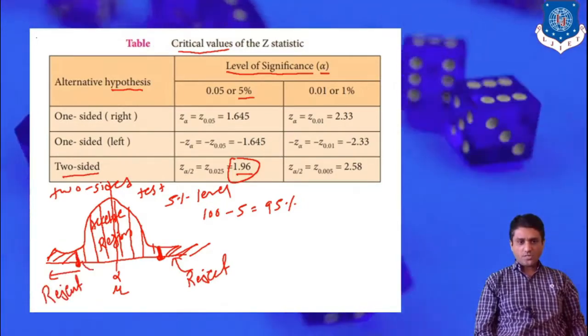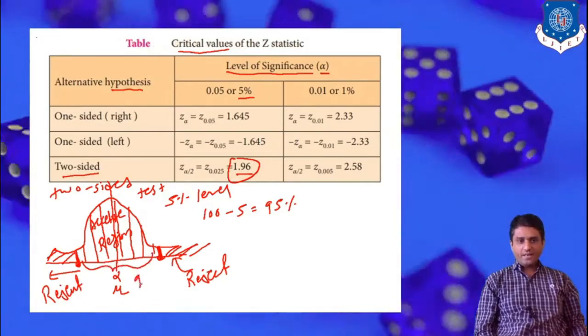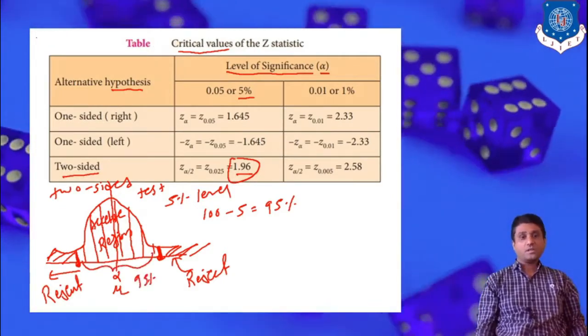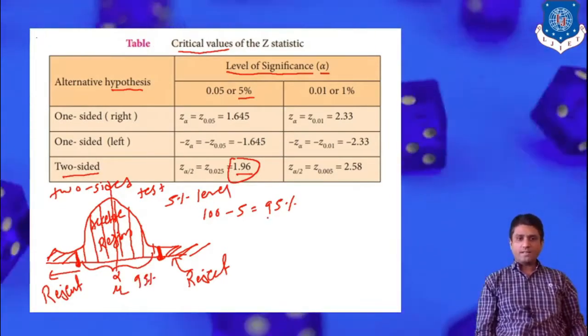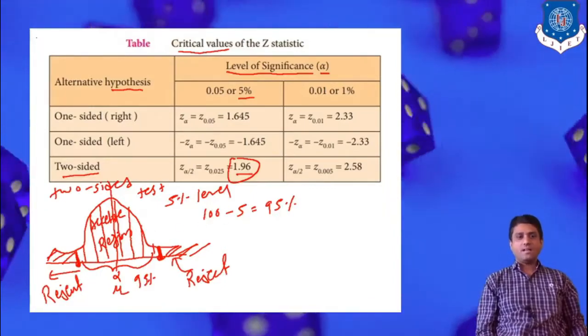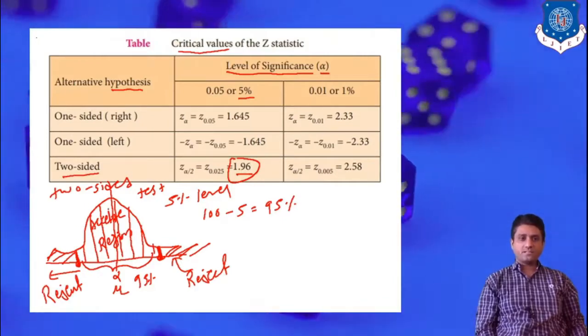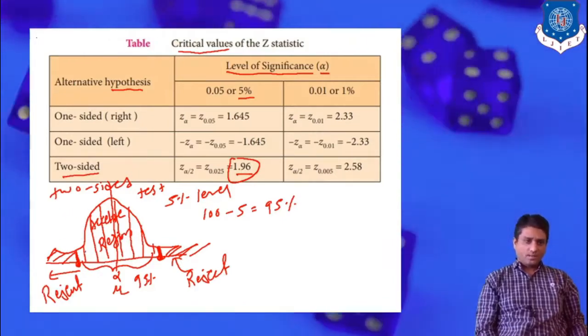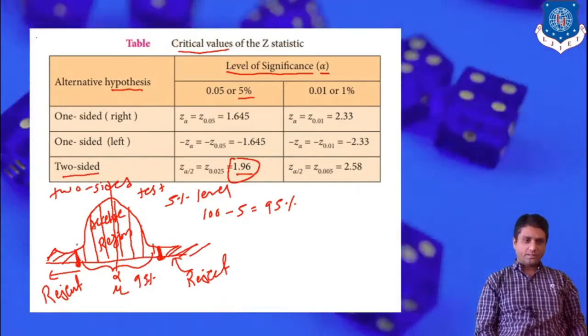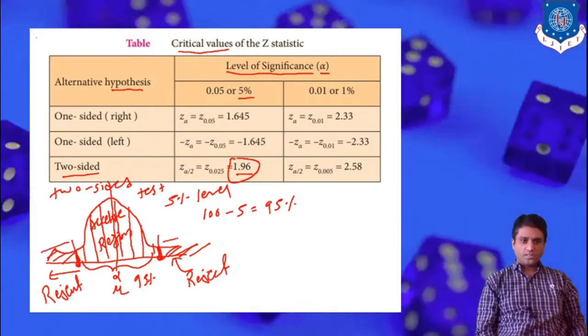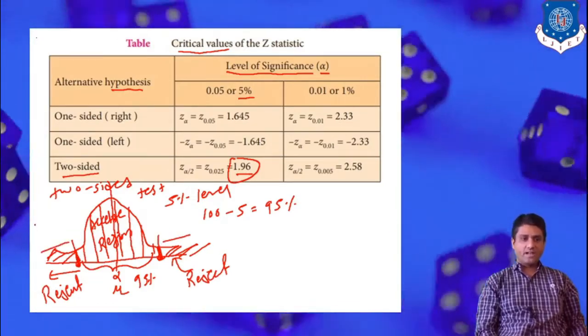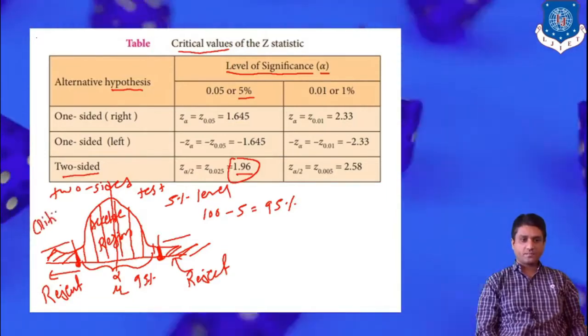And this portion covers 95%. So we say that with 95% our null hypothesis is accepted. So this is known as the acceptance region. This portion and this portion are known as the rejected region, which is also known as the critical region.